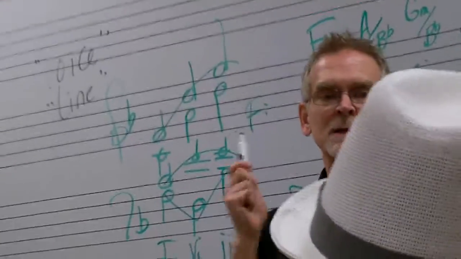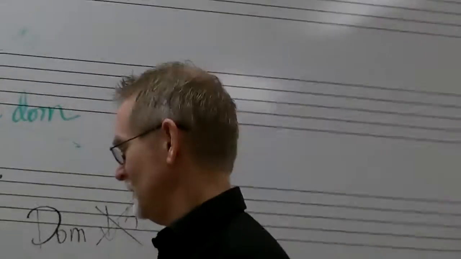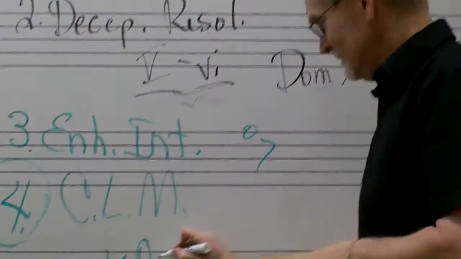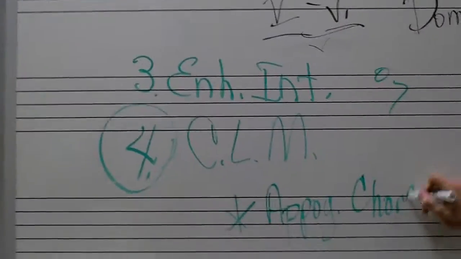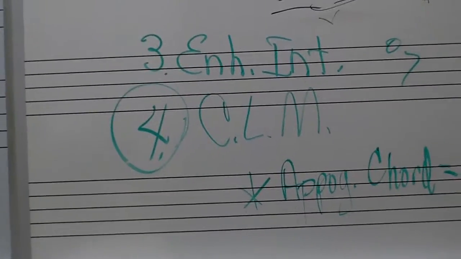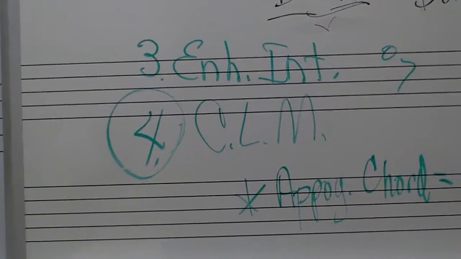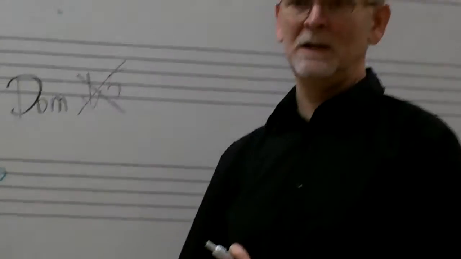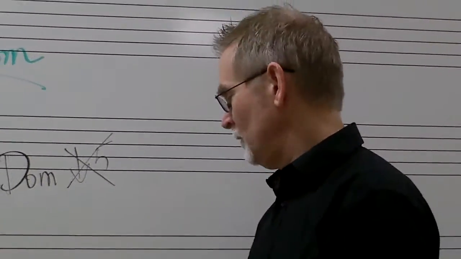And this one is a particular type of chromatic linear movement. This was Dr. Cho's favorite. He loved this one. He called it appoggiatura chord. Now here's a definition for an appoggiatura chord. An appoggiatura chord must be fully diminished 7th. It cannot be a dominant, it cannot be a secondary dominant, it cannot be half diminished, it can't be a triad. It must be a fully diminished 7th chord.